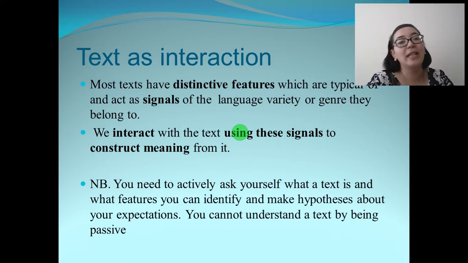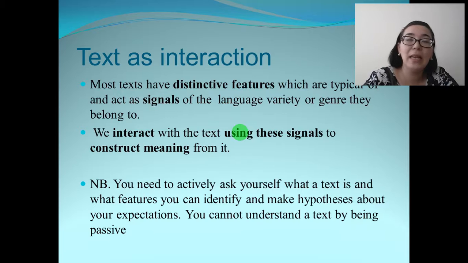So, text as interaction. Most texts have distinctive features which are typical and act as signals of the language, variety, or genre that they belong to. We interact with the text using these signals to construct meaning from it. You need to actively ask yourself what a text is and what features you can identify, and make hypotheses about your expectations. You cannot understand a text by being passive.